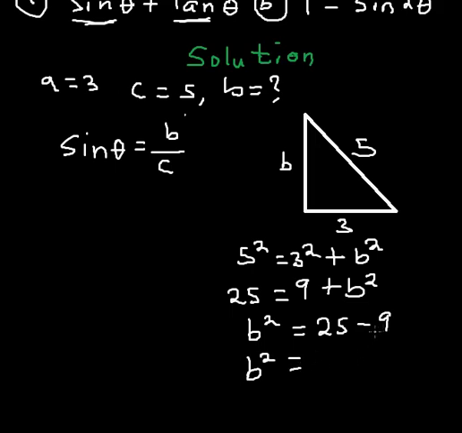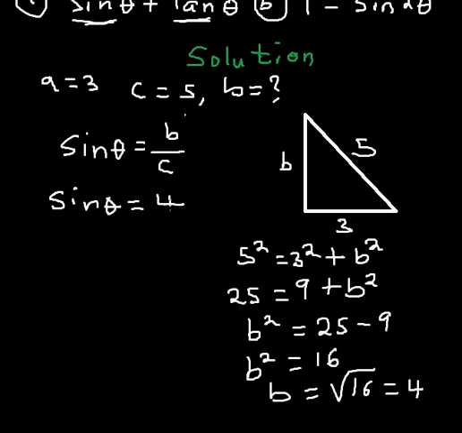Okay, am I mistaken? That is 16. B square is 16. That makes B equal to the square root of 16. The square root of 16 is 4. So my opposite is 4. Now sine theta is equal to B, which is 4, divided by the hypotenuse, that is 5. So 4 over 5. Then, of course, tan theta.